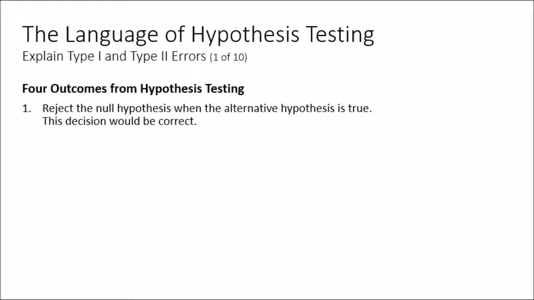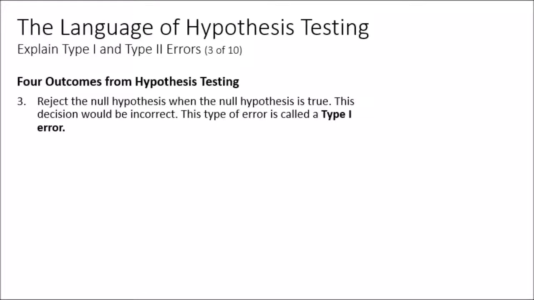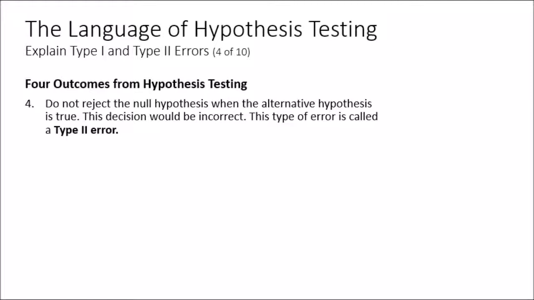Then we will have 4 outcomes from hypothesis testing. The first outcome is to reject the null hypothesis when the alternative hypothesis is true, and this decision will be correct because we do have enough evidence to support our alternative hypothesis or claim, so we reject the null hypothesis. Next, we do not reject the null hypothesis when the null hypothesis is true, and that is also a correct decision because we don't have enough evidence to support the alternative hypothesis, so we don't reject the null hypothesis. The third decision is when we reject the null hypothesis when the null hypothesis is true, and this is called a type 1 error. And the last outcome is when we don't reject the null hypothesis when the alternative hypothesis is true. This decision is incorrect, and this is called a type 2 error.